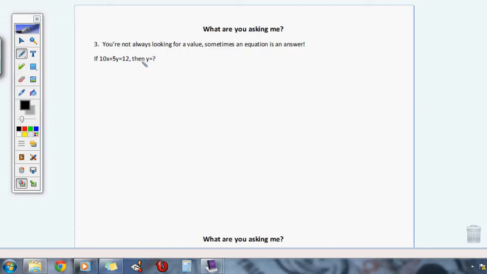Sometimes, again, we don't understand what the question's asking. This says if 10x plus 5y equals 12, then y equals question mark. Well, you're not always looking for a value. Sometimes an equation is the answer. And actually, we could ask you to solve this for either x or y.